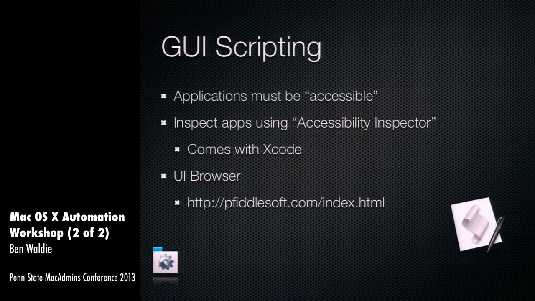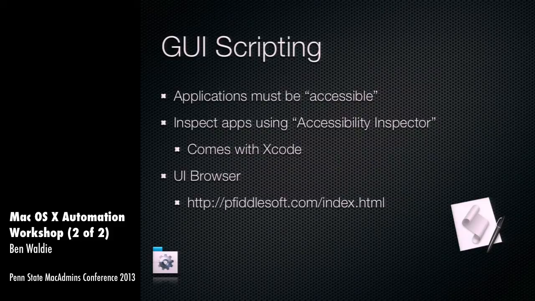GUI scripting. We saw in the System Events AppleScript dictionary there's a suite of commands for doing things that interact with processes, like clicking mouse buttons, clicking buttons on windows, typing keystrokes, and things like that. But for an application to support that, it has to be considered accessible. Most apps are, but not all.